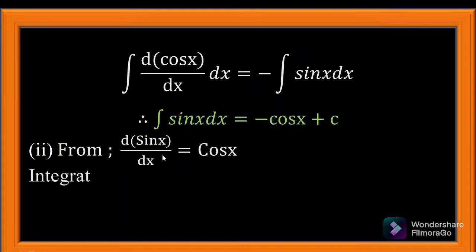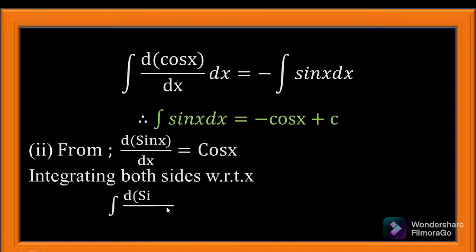From the derivative with respect to x of sine x equals cos x. We know this from differentiation, that when we differentiate sine x with respect to x, we get cos x. It means now we can again integrate both sides with respect to x. When we do so, we shall be integrating the derivative with respect to x of sine x, but with respect to x again, giving us the integral of cos x with respect to x.